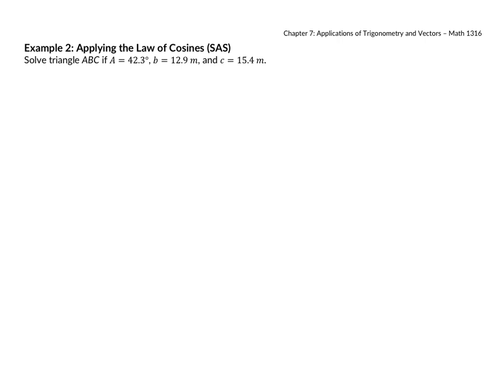So for example 2, we're going to solve triangle ABC if A is 42.3 degrees, b is 12.9 meters, and c is 15.4 meters. I recommend always drawing a picture so that we know what this triangle looks like as we're using it. So here's A, B, and C. A is 42.3 degrees. Side b, which is across from big B, is 12.9 meters. And side c, which is across from big C, is 15.4 meters. I am given side, angle, side.